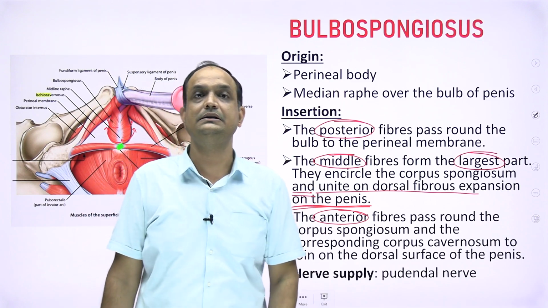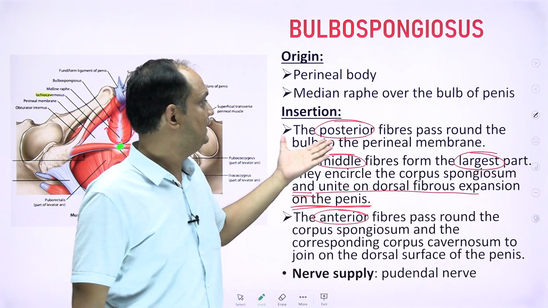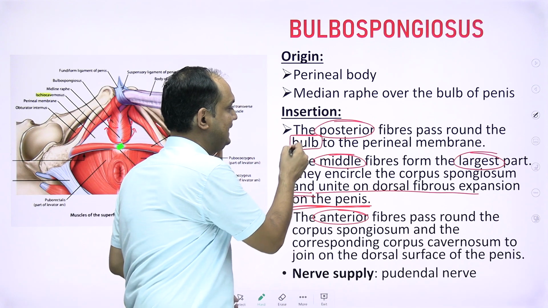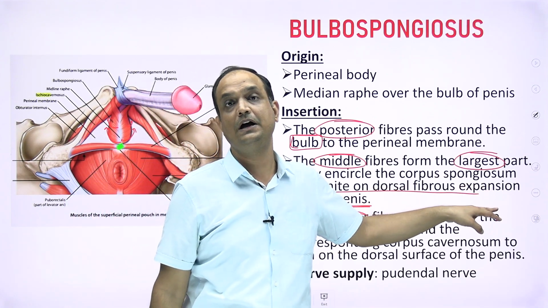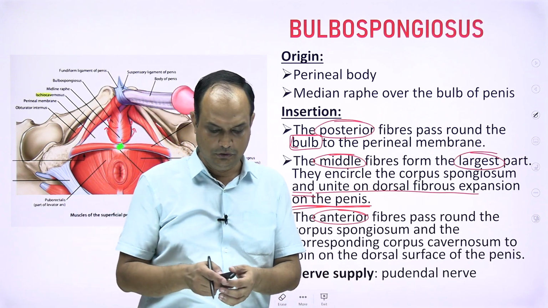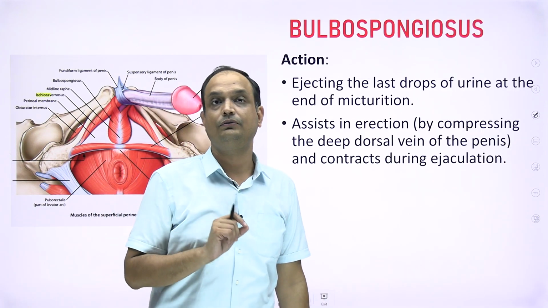When we are talking about the insertion, there are two major places of insertion. First, it will insert into the bulb, and second, it will insert on the dorsal fibrous expansion of the penis. Now, what is the nerve supply? As I already told you, all the muscles are supplied by the pudendal nerve. Now, what is the action of Bulbospongiosus?